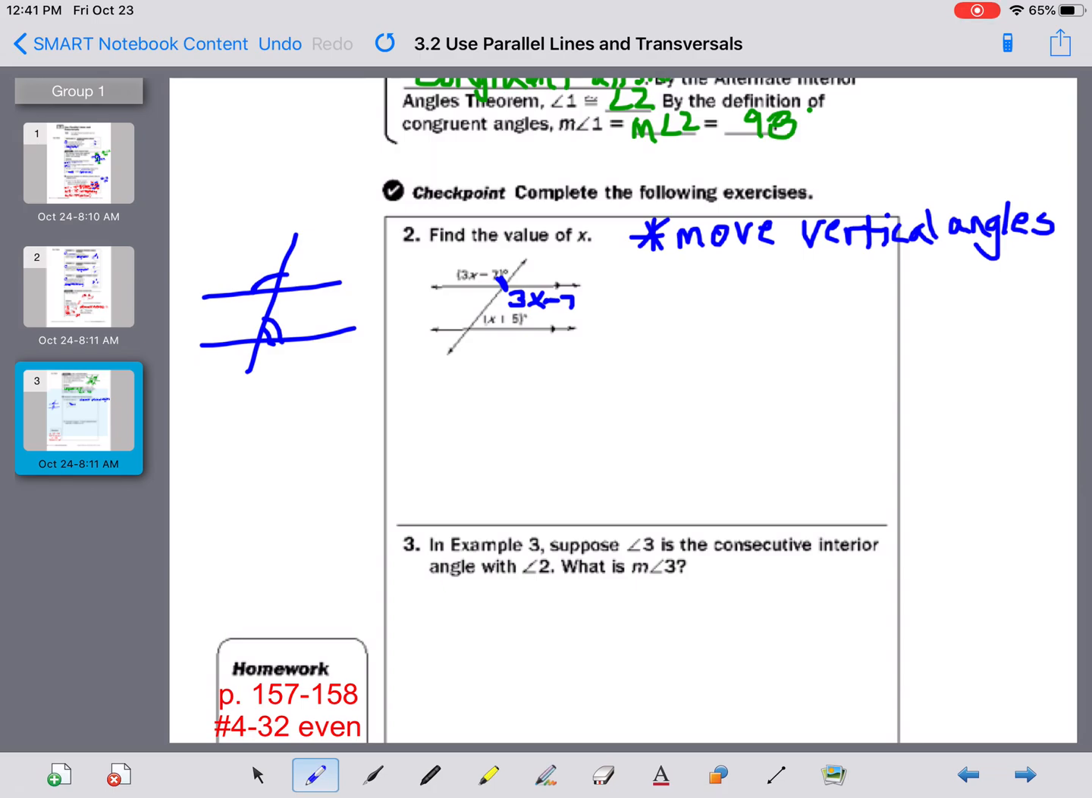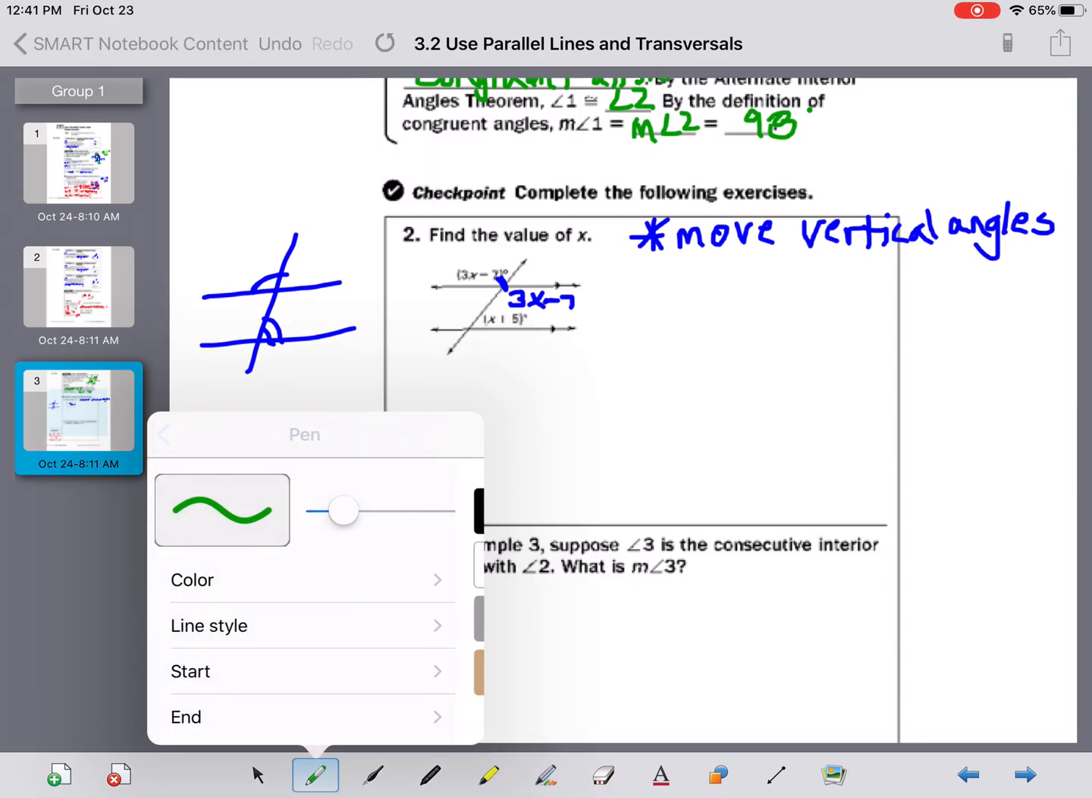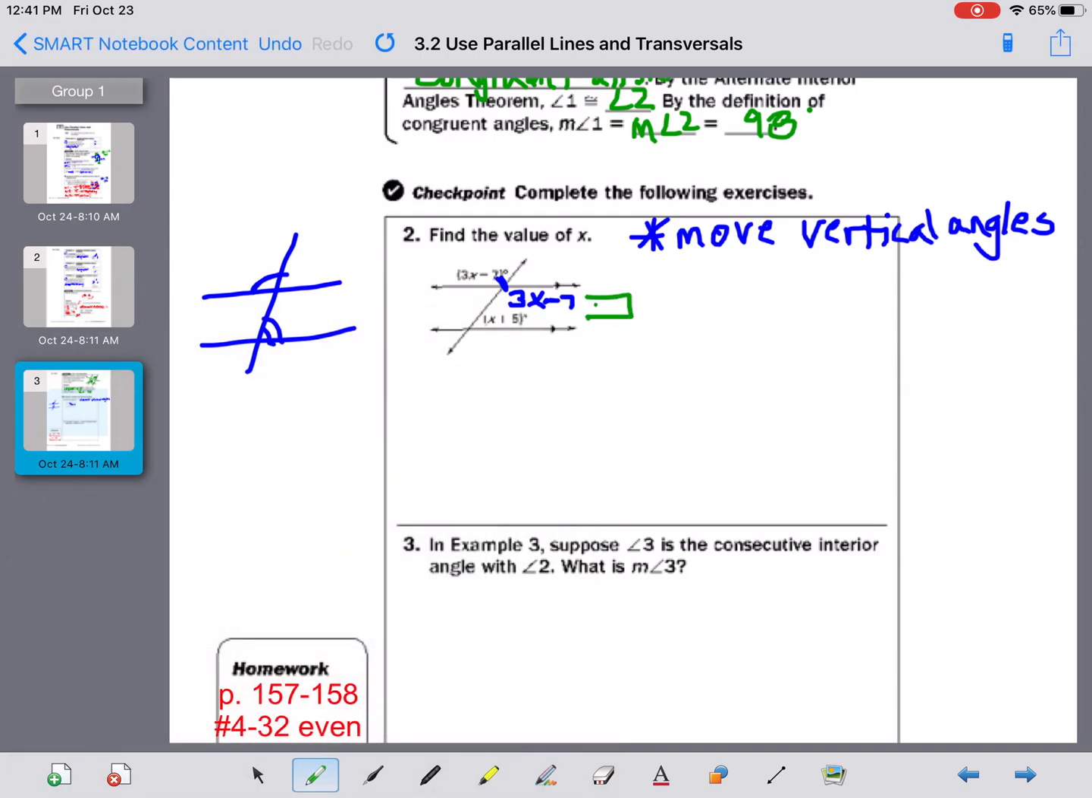Now, when I've moved them, what kind of angles are these two angles right here? Well, inside, on the same side, those are consecutive interiors. And consecutive interior angles, we know from our theorem, if they're between two parallel lines, which I see the parallel lines, they're going to add up to 180. They are supplementary. So I had to move that angle, and I'm allowed to move verticals. That's one thing I'm allowed to do. And now I have consecutive interior angles, and they are equal to 180.